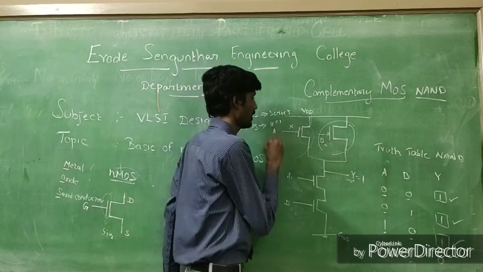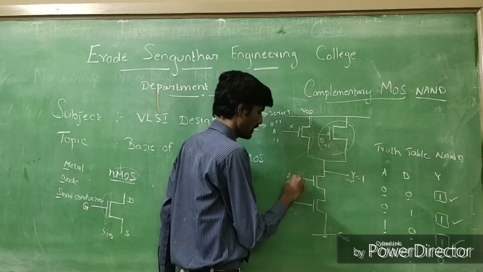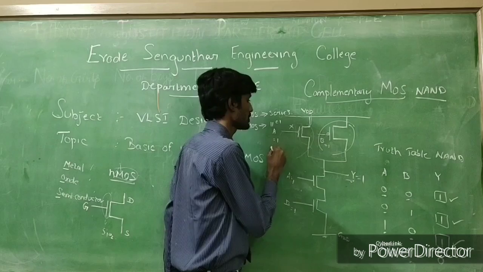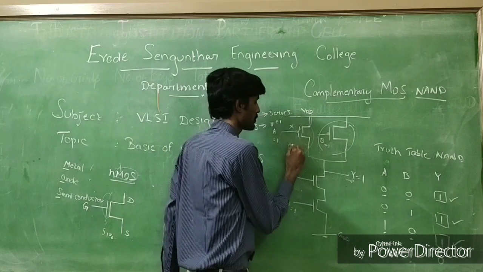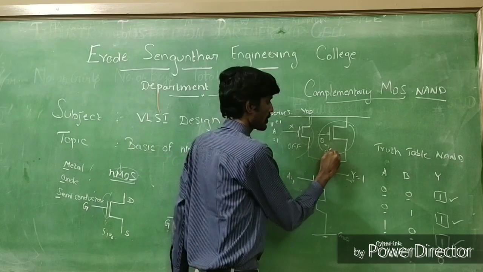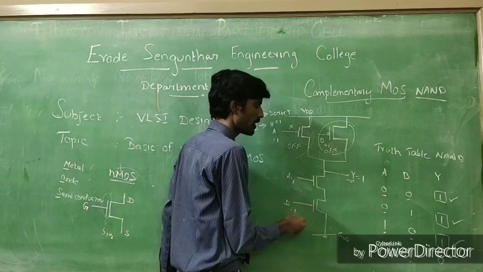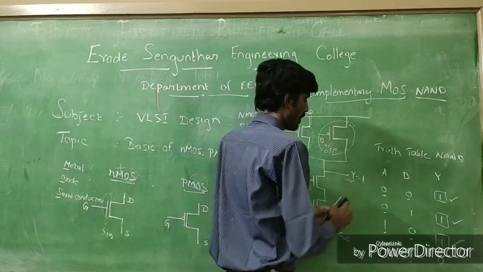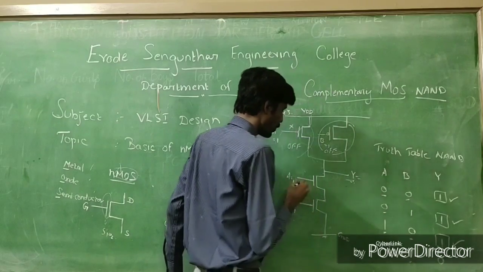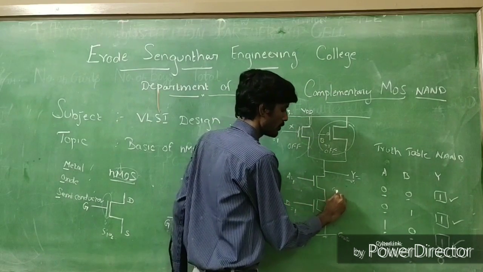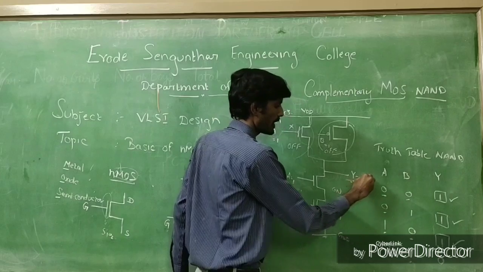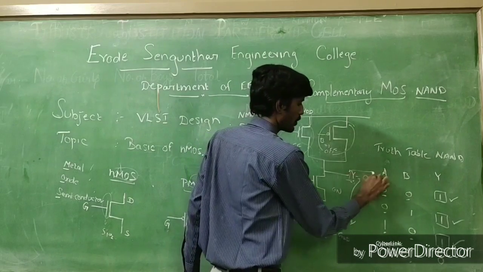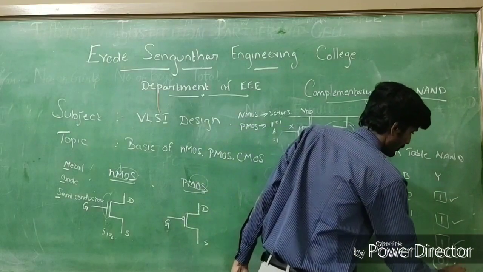When we apply A equal to 1 and B equal to 1, we know the properties of PMOS. When we give A equal to 1, it becomes off. So the PMOS become off and the NMOS become on. So there is no possibility from VDD to output. And automatically with both A equal to 1 and B equal to 1, these should be on, so the output is going to the ground. So Y equal to 0.